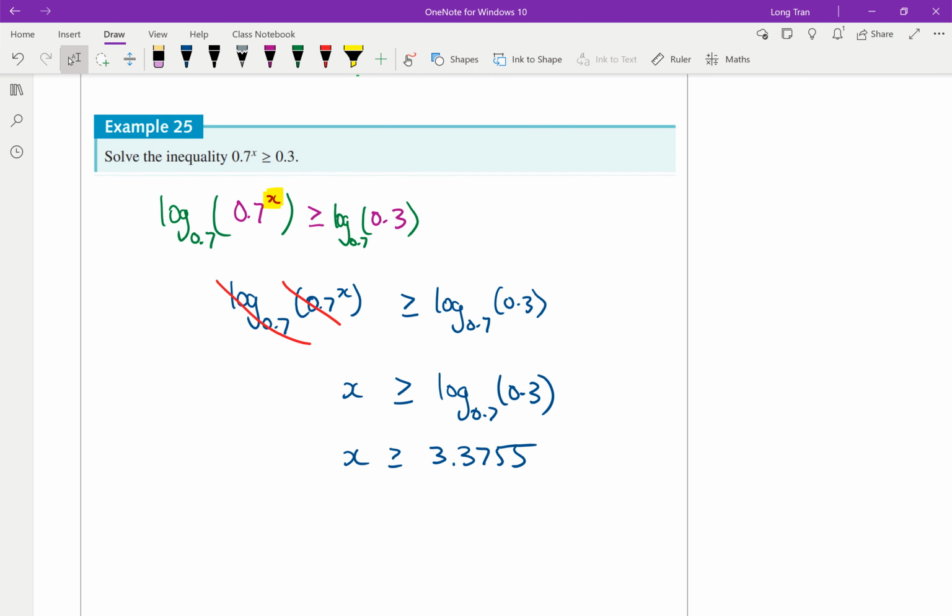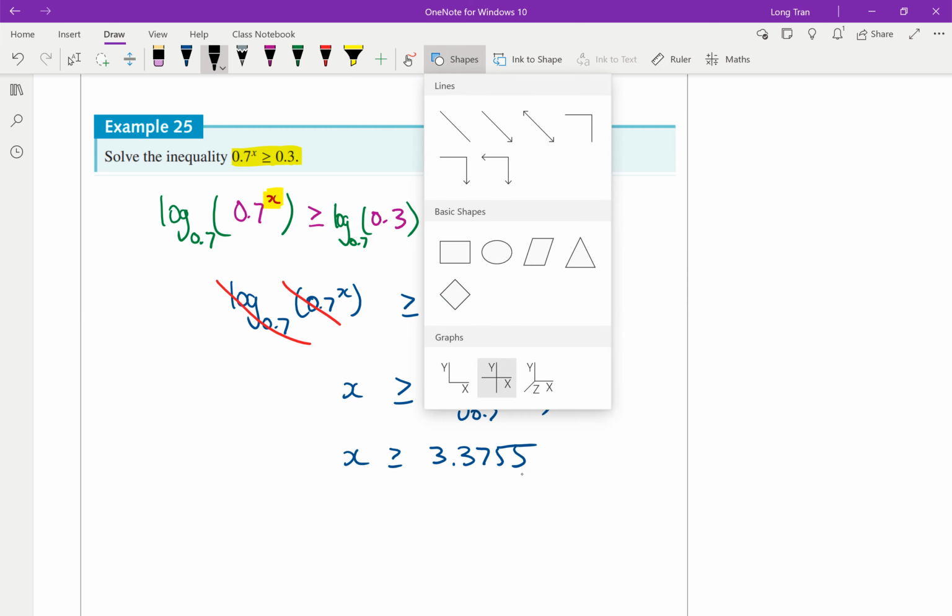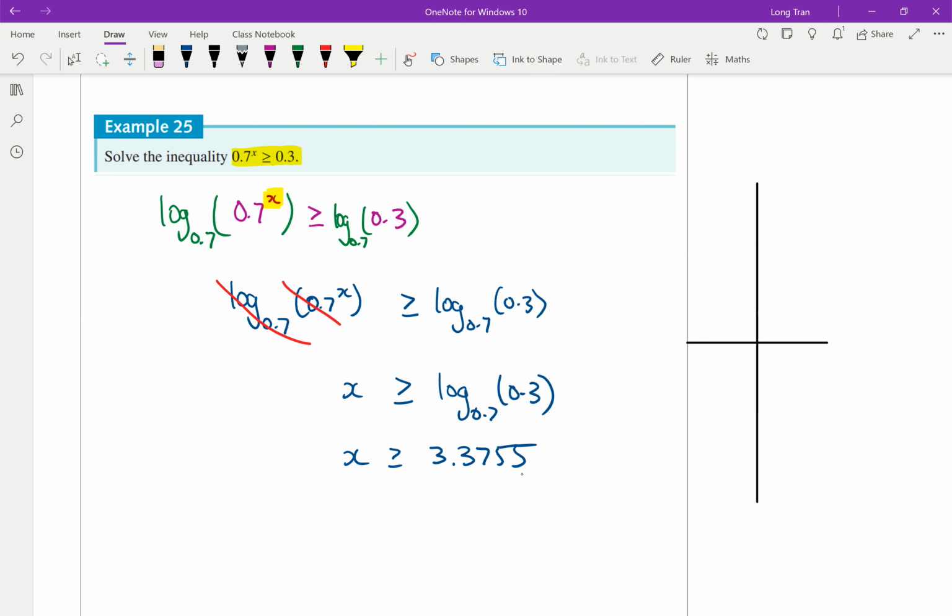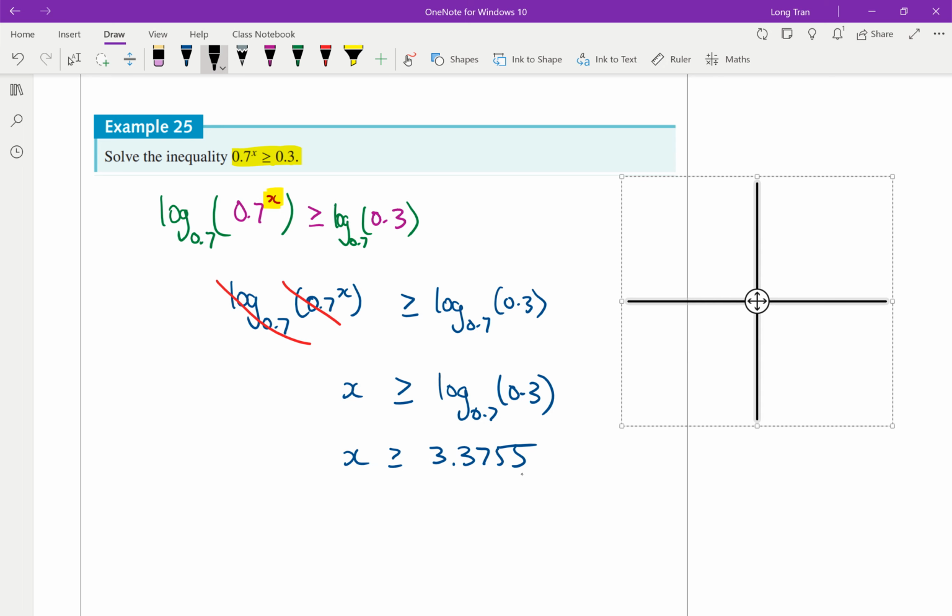This is where I want you to be careful when you're solving anything to do with decimals. Really think about what the graph looks like. So I'm going to show you straight off the bat here. We're going to try to sketch this graph. You don't need to do it beautifully. You just need to kind of visualize what it looks like.